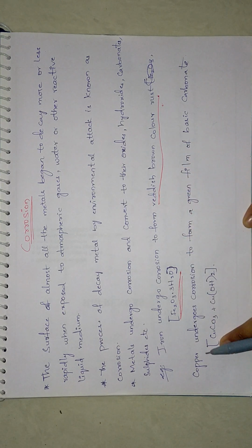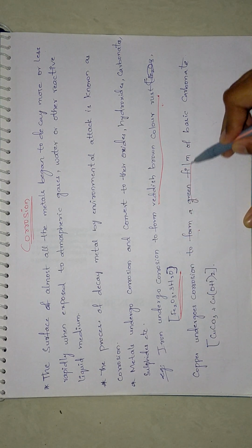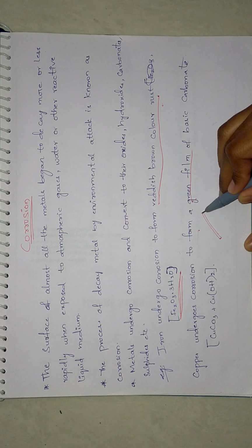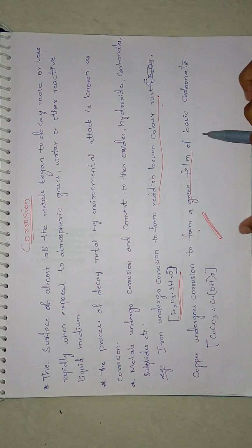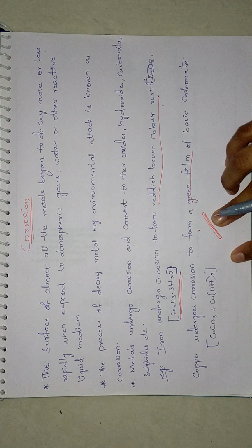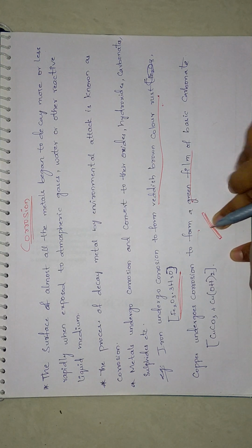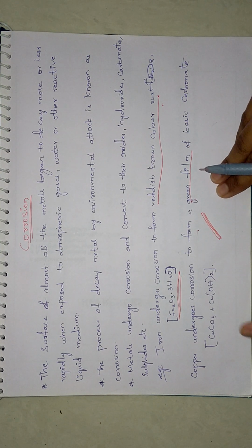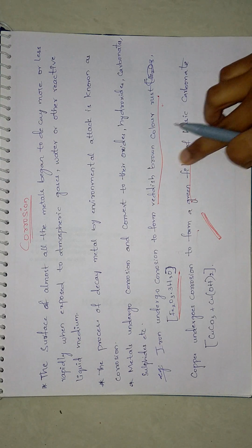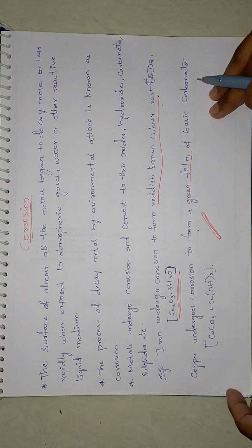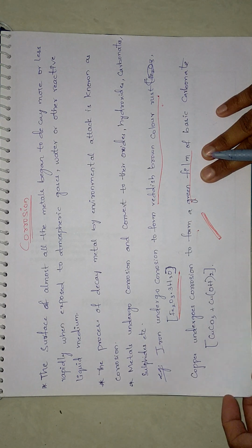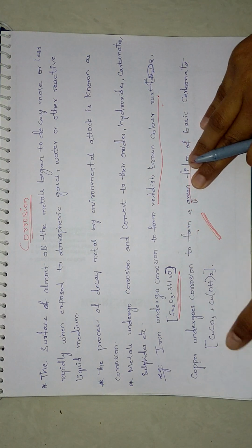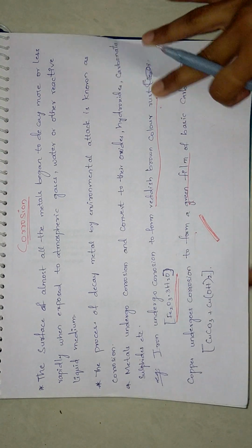When copper undergoes corrosion, it forms a green film of basic carbonate. That means it produces an outer layer of green film which can be removed. This occurs on copper-related substances. Whenever you see a substance with this green film, you can say that metal is copper, and when it is reddish brown in color, you can say that metal is iron. Other metals are similar, but the basic way to identify which metal has undergone corrosion is by observing the colors and the state of the metals.